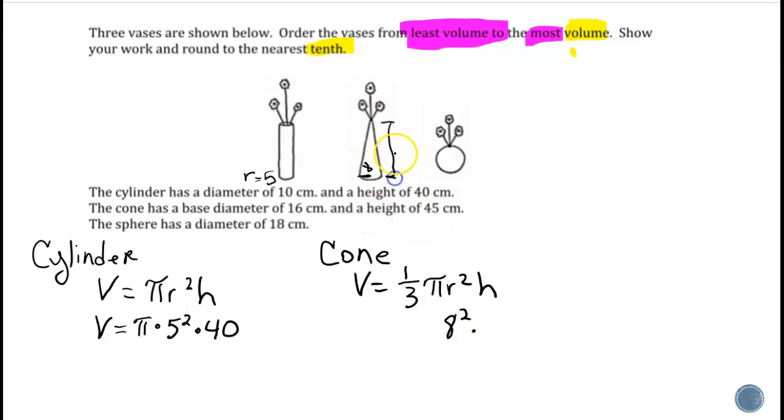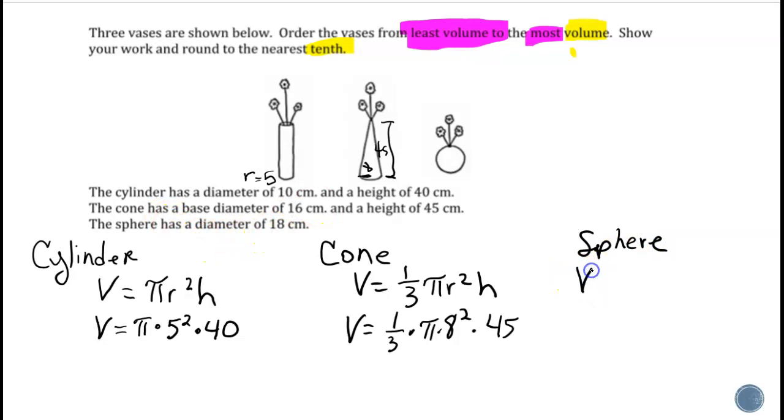And you can also always decorate up your drawings to help that make sense. Okay? And rewrite your formula. These are very straightforward. You're just putting them into the calculator. And then the other shape that we have for a vase is a sphere. Okay, and it has a diameter of 18.